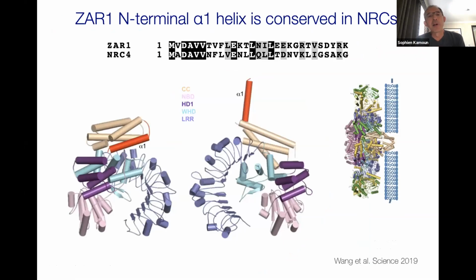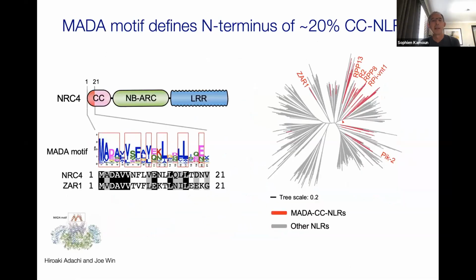So one of the observations we made when the ZAR1 structure was published is that the N-terminus of ZAR1, that alpha helix, as I told you, that flips out and forms a funnel-like structure, well, that's conserved across NRCs. So you can see here NRC4 aligned with ZAR1, and that N-terminus is really similar, even though one protein is from Solanaceae and the other one is from Arabidopsis. And it turned out that this sequence matches a motif we call the MADA motif, which is present in about 20% of all the CC-NLRs.